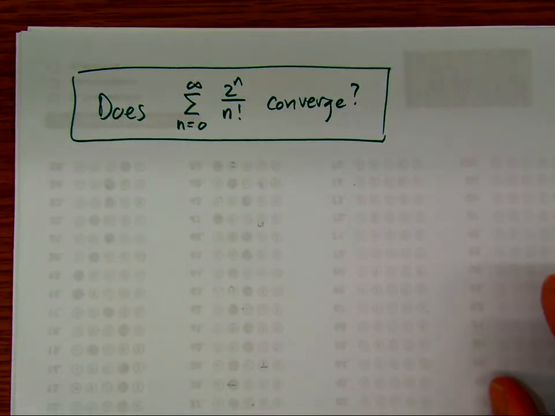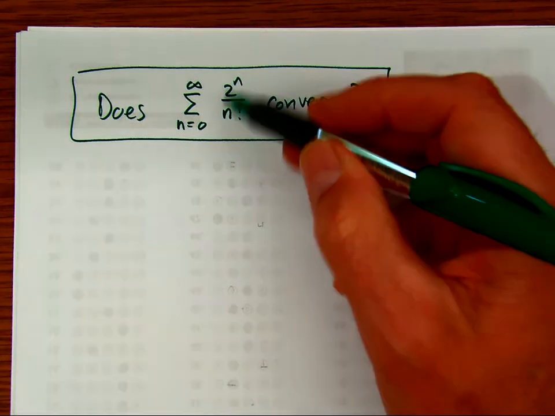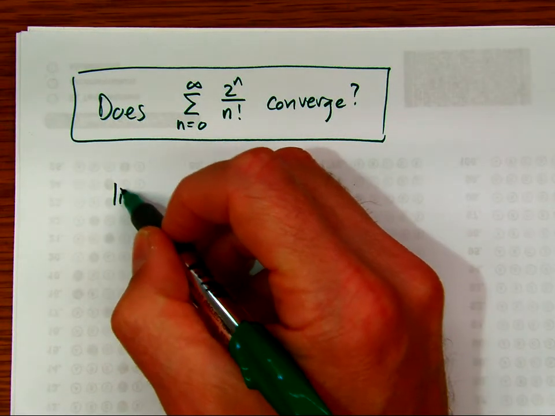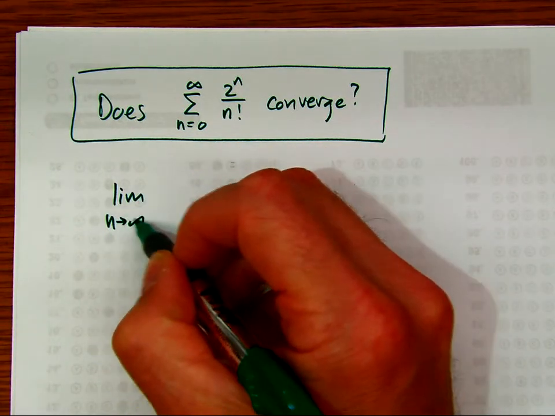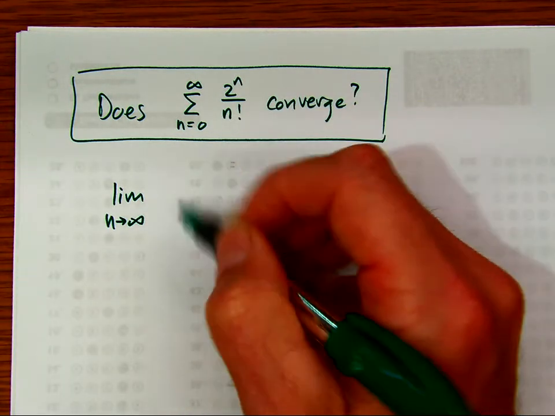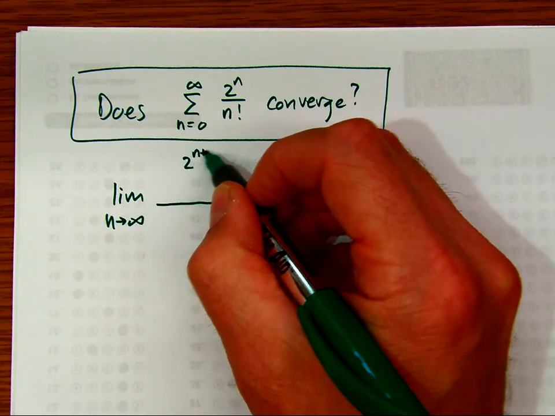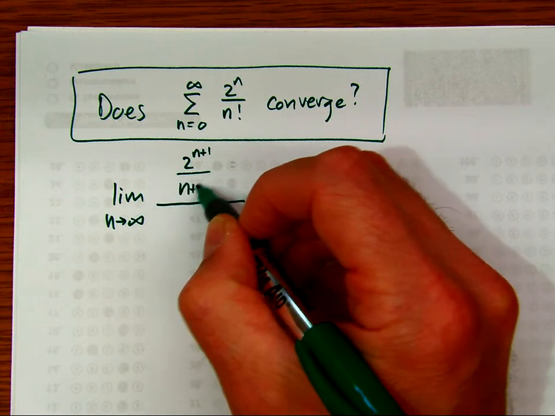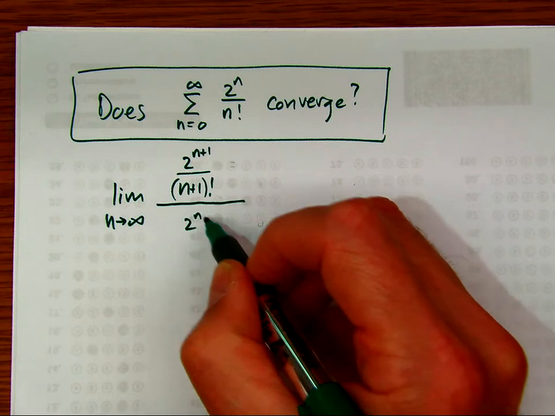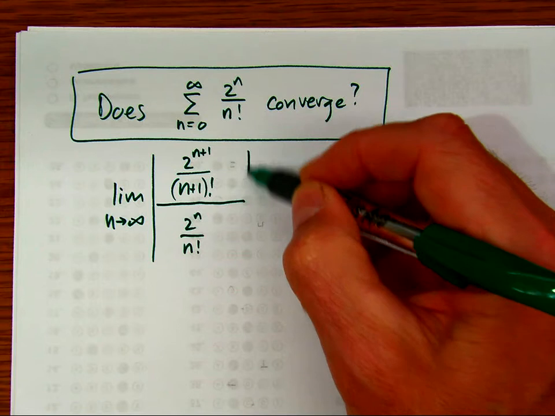And the ratio test is good for exponentials and factorials. So if you see either of those, consider using the ratio test. And we're going to have the limit as n goes to infinity of the next term divided by the current term. So we have a ratio, and the next term is written as replacing the n with an n plus 1. The current term, 2 to the n over n factorial. And we're going to look at the absolute value of that.